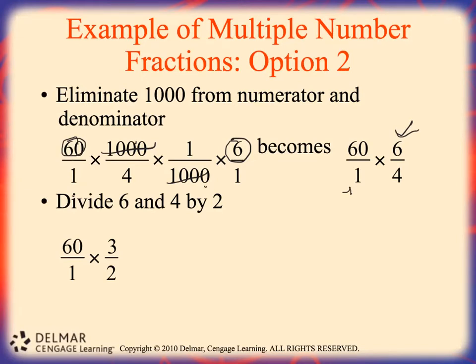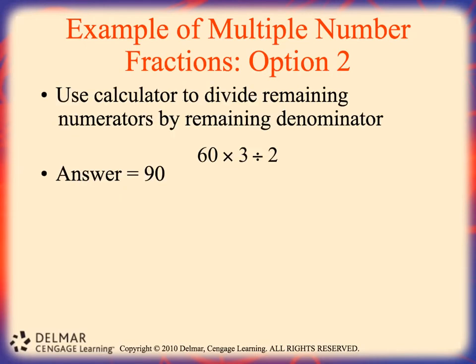That could be further reduced because in this example, 2 goes into 4 2 times, 2 goes into 6 3 times, so then you end up with 60 times 3 divided by 2. Now I guess we could further reduce that if we wanted to. 2 goes into 2 once, 2 goes into 60 30 times, and so we'd end up with 30 times 3, which is 90. And that's what we came up with in the last one. So you can see that there's a lot of reductions that can be done that make it a lot simpler. And here's the answer of 90.